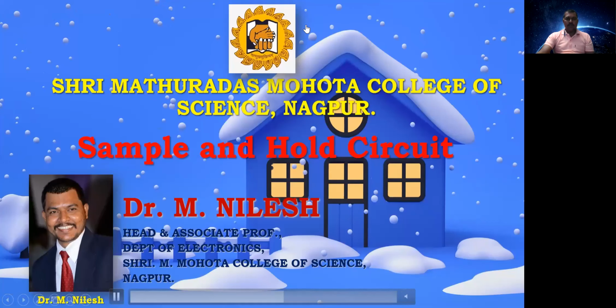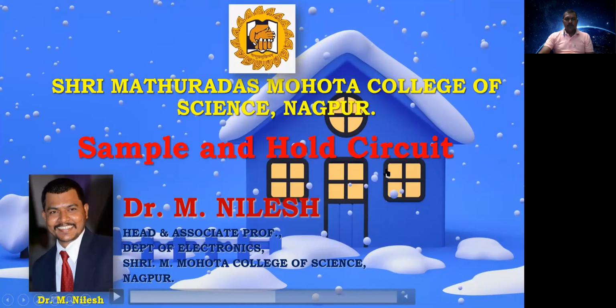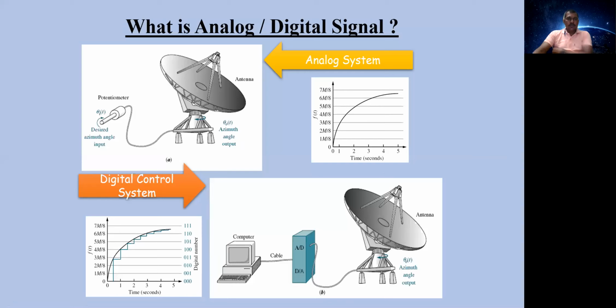What we are studying today is the sample and hold circuit, and for that we require digital circuits. So what are analog and digital signals? I guess you have understood what is analog and what is digital. Do you have any problems in this?